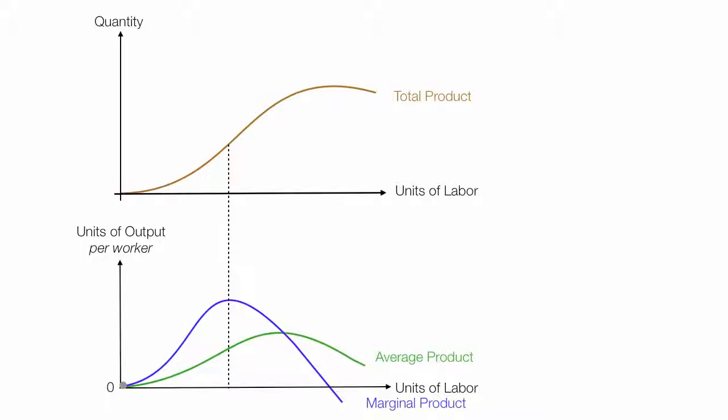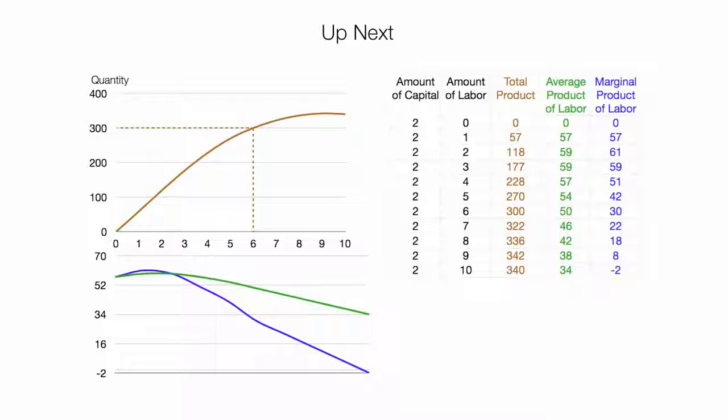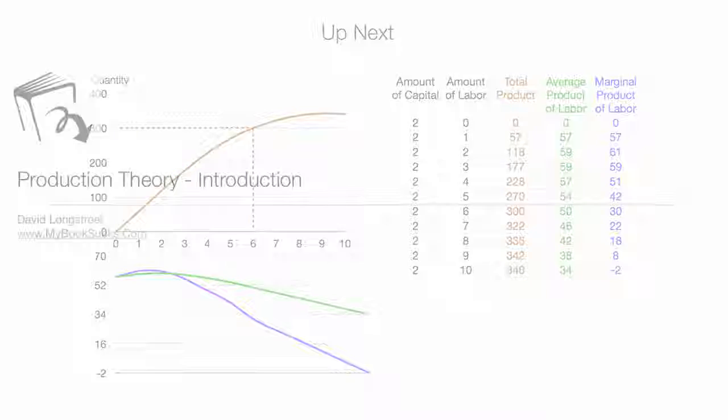Again, total product, actually, I should say quantity, is a function of labor and capital, where I have fixed capital, and so quantity is a function of labor. Often in your textbooks, you'll see this labeled as TP, or total product, TPL, actually. You'll see AP representing average product, APL, and MPL representing marginal product of labor. Up next, I'm going to do the same thing, but I'll use numbers. And I'll talk about total product, average product, and marginal product of labor, and I'll use numbers.